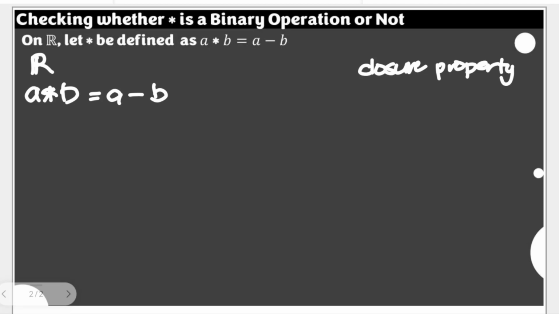The closure property tells us that after picking elements in R and subjecting them to the stated operation star, which follows A minus B, if all the results will fall in the same set R, then we have established the closure property. That is an indication, if it holds, that our star here is a binary operation. However, if the closure property is not satisfied, then this star is not a binary operation.